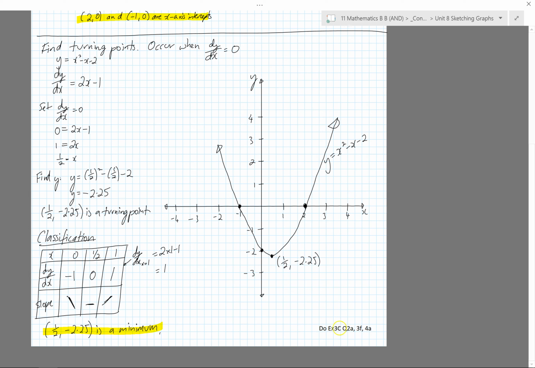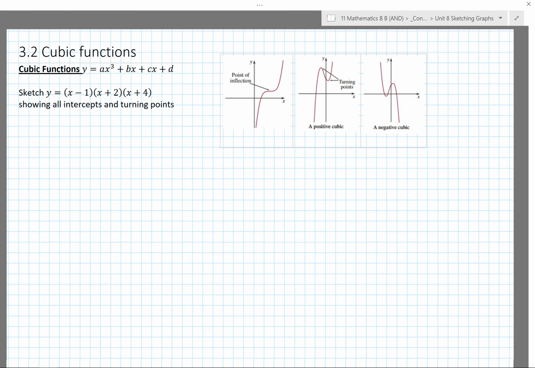Any questions? If you want to practice this type of problem, go there and do that. Now we'll move on to cubics. The cubics are exactly the same idea as quadratics. Okay, this a value is going to determine whether it's a positive or negative cubic. So these first two are both positive cubics, where the a value would be positive, and this last one, the negative cubic, the a value is negative.